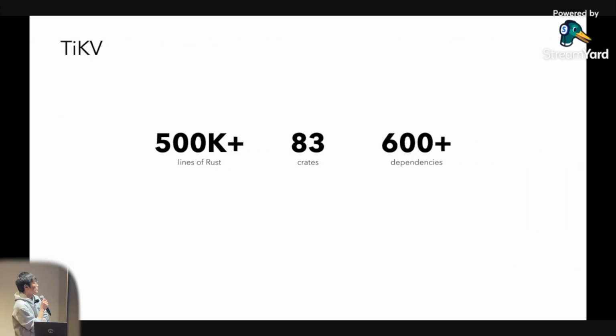Diving into the TiKV codebase, we have more than 500,000 lines of Rust organized in 83 crates, and it has more than 600 dependencies. So I think it's fair to say Cargo plays a very, very important role in our day-to-day development workflow. Today I'm going to focus on Cargo instead of the database internals. Let's get started.